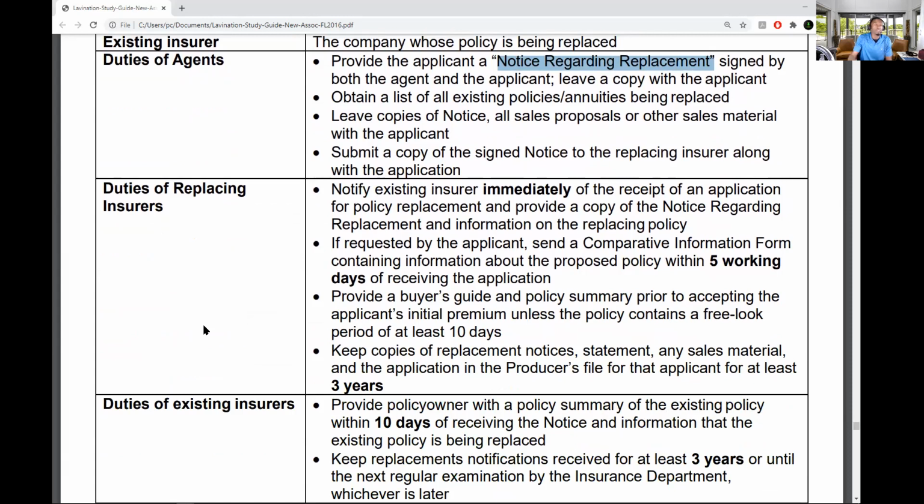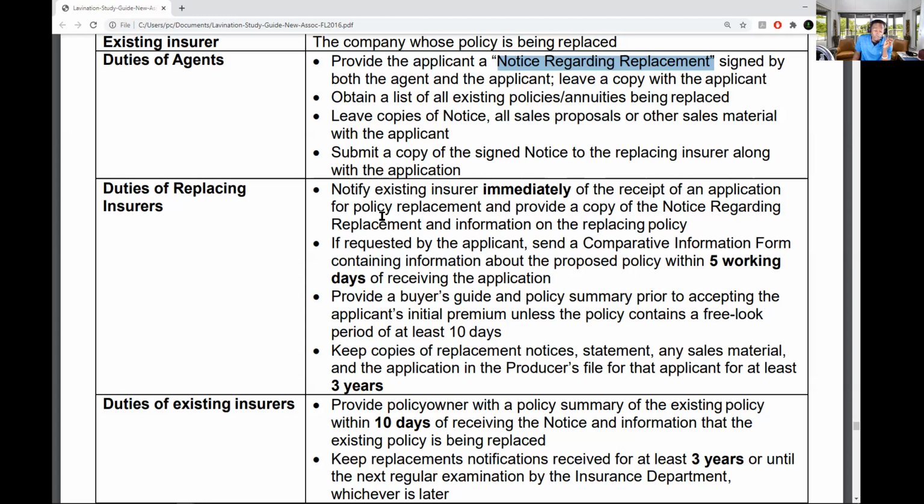Let's talk about the duty of replacing insurers. So what about the insurance company? They have a job they have to do. They have to notify the existing insurer immediately of the receipt of the application for policy replacement, and provide a copy of the notice regarding replacement and information on the replacing policy.